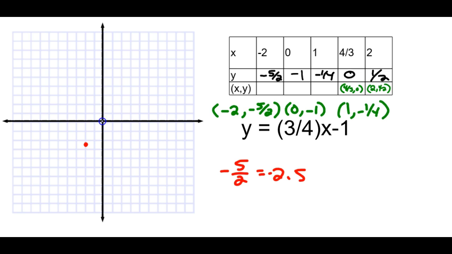And then we have 0, negative 1. 1, negative 1/4. So we're just going down just a fourth. 4/3, 0. So 4/3 is the same thing as 1 1/3, and we're staying at 0. And then we're going to go to 2 and then up a half. So it looks like we could be graphing a line here, is what it appears to be. We were to sketch that.